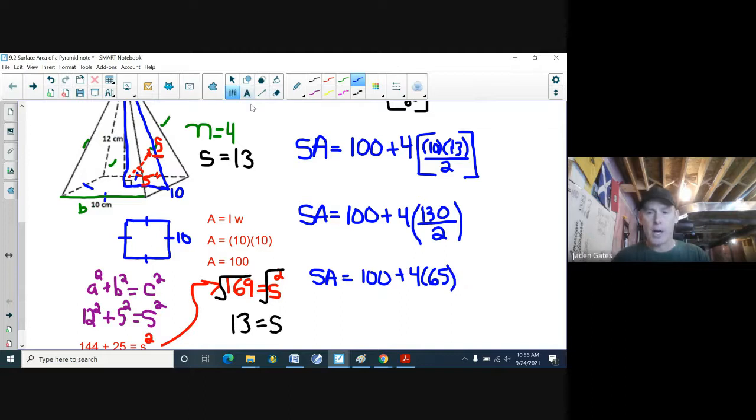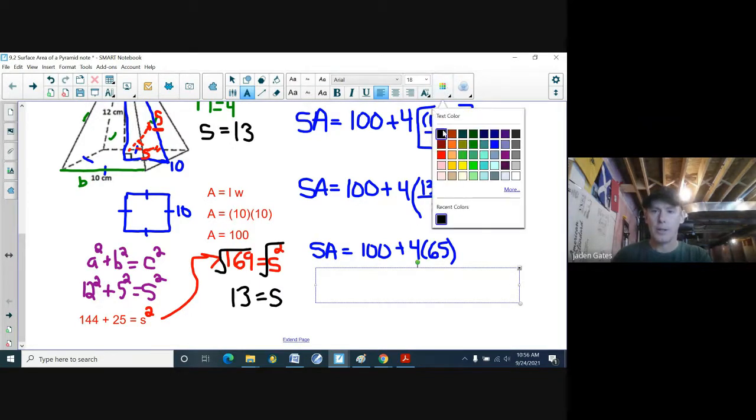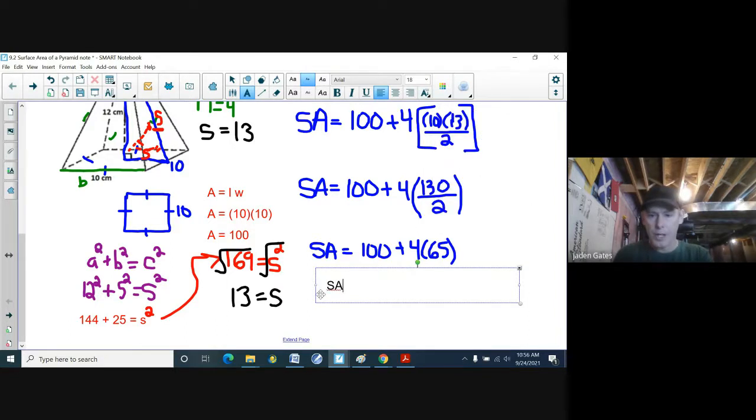Next up in BEDMAS, after brackets, hey, there's no exponents. That's a good thing. So surface area, 100 sitting there. Then I got 4 times 65. I got to do my multiplying, right? And I get 260. All right, finally, saving the biggest one for last. Adding and subtracting, well, I definitely got some adding. 100 plus 260 is going to be 360.